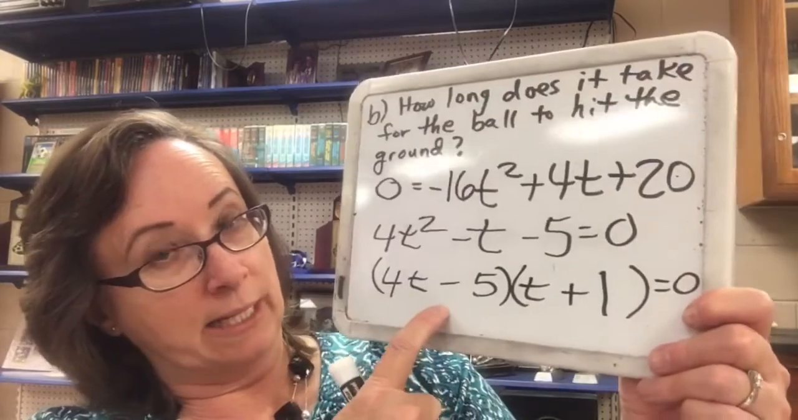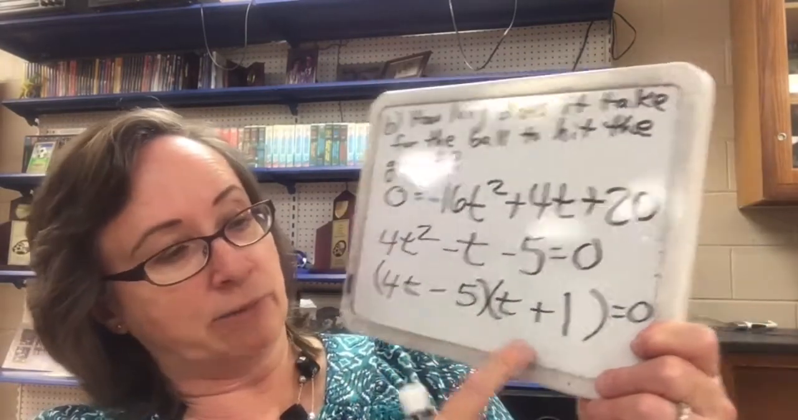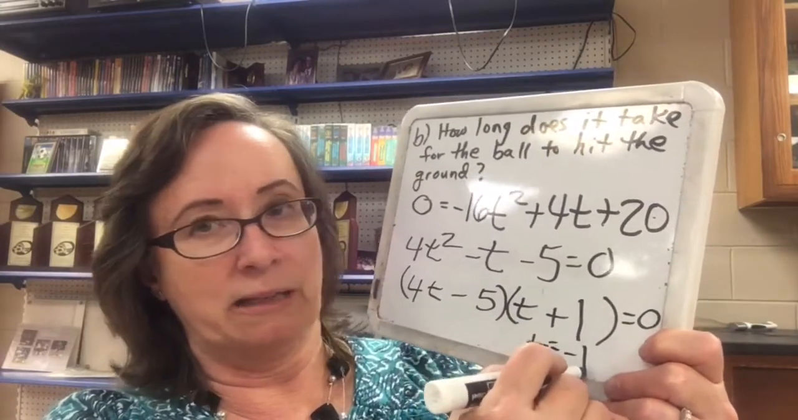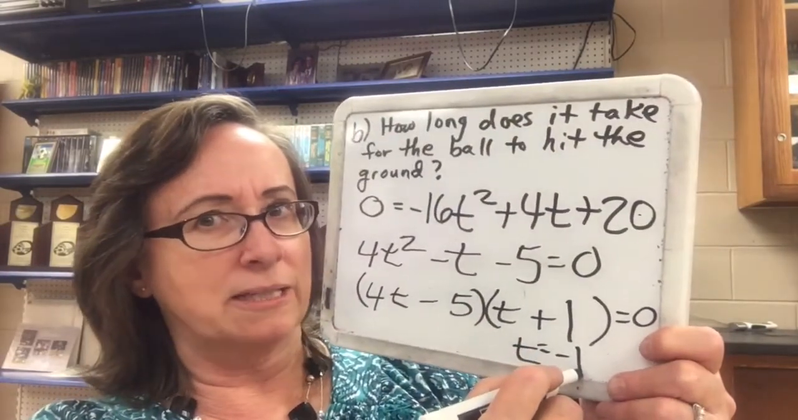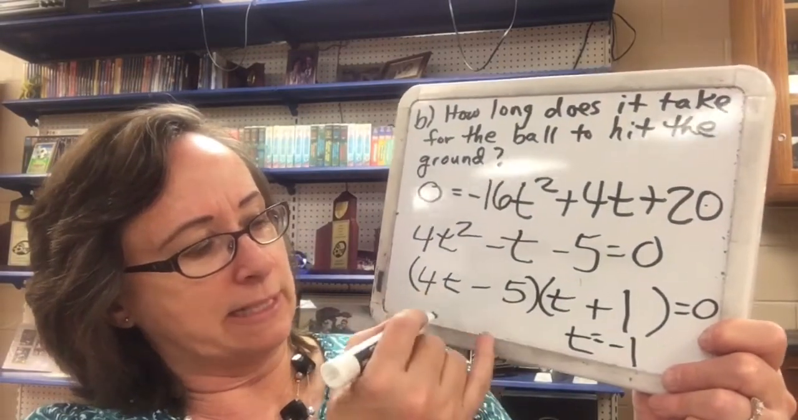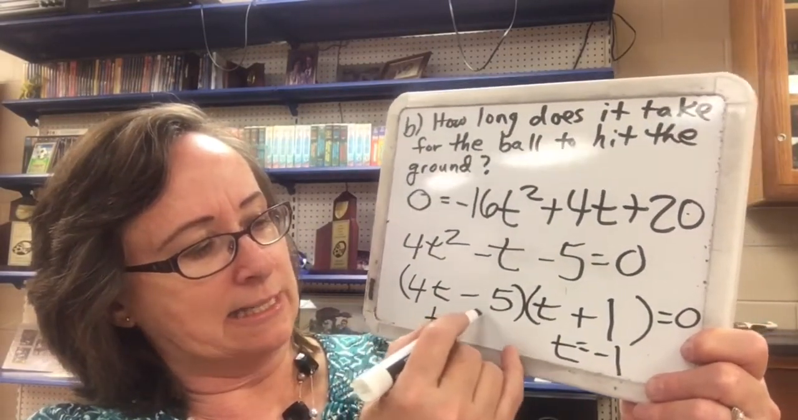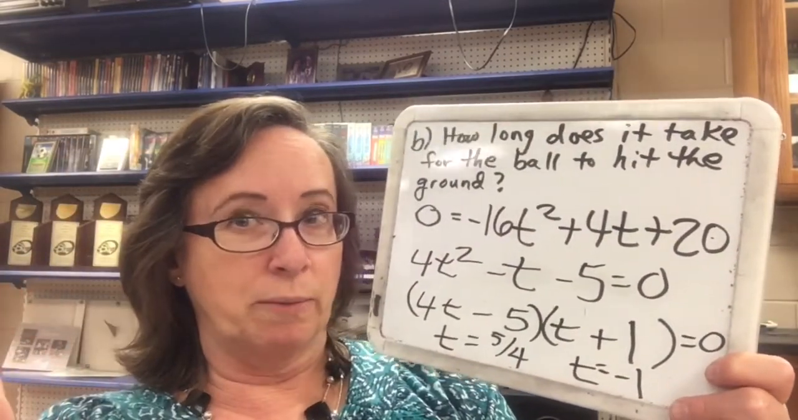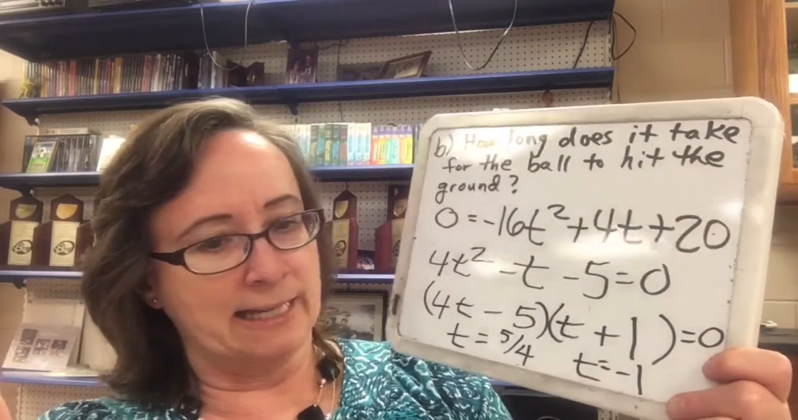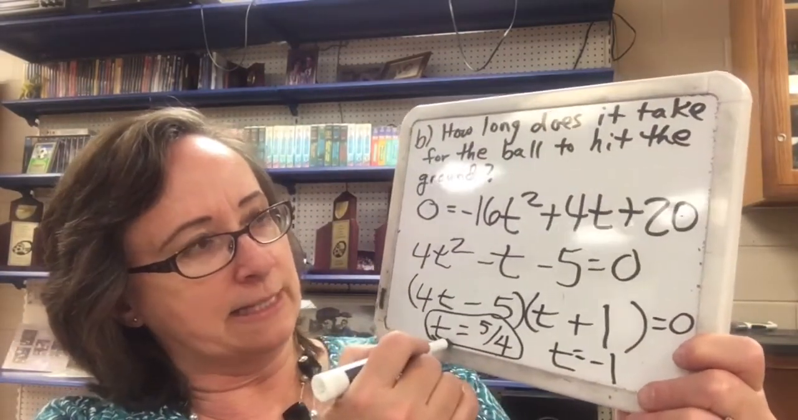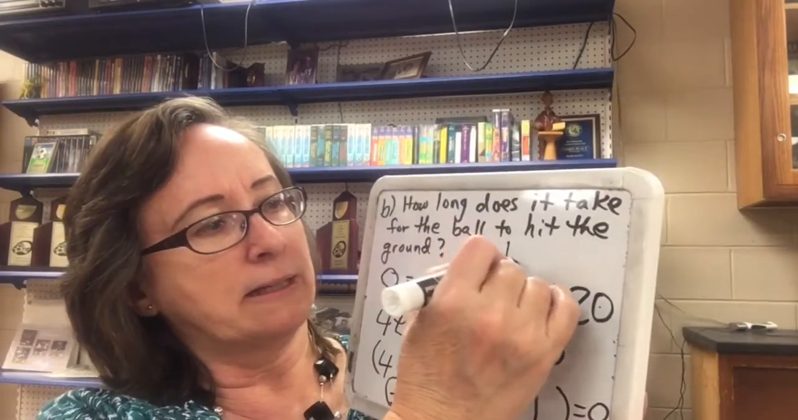Then when I set this one equal to 0 and that one equal to 0, I get t is -1. Again, that's going backwards in time. And then I set this one equal to 0, and I get t is 5/4, which in seconds would be 1.25 seconds, and that is the correct answer. So 1.25 seconds is correct.